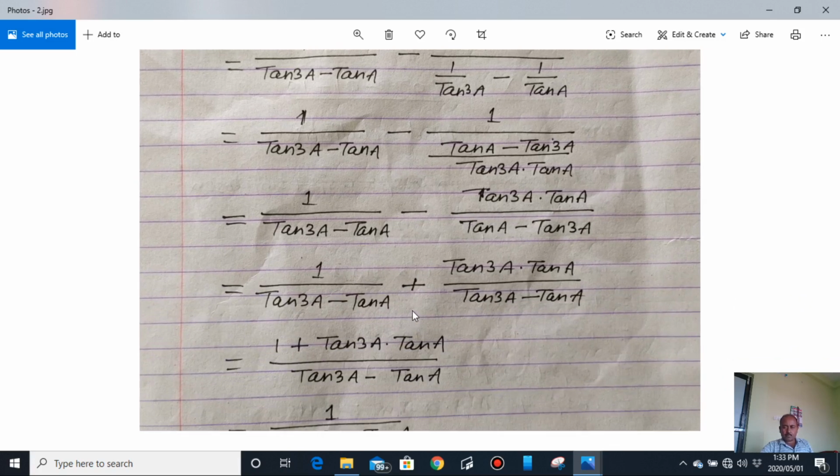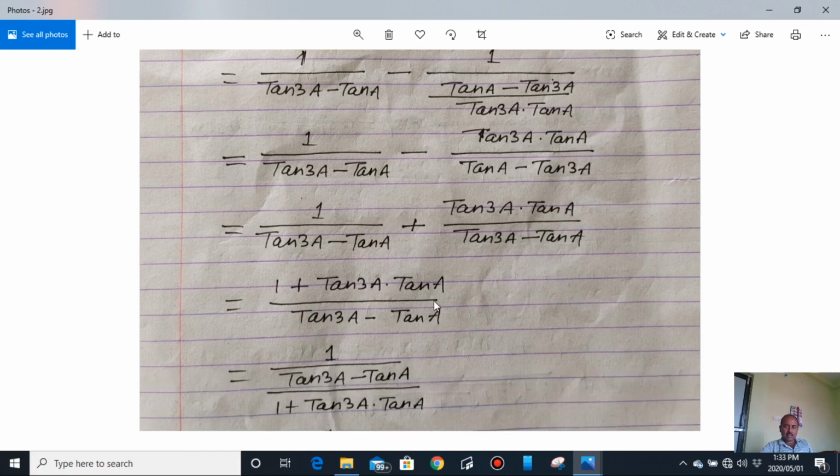Now see, the left side denominator is tan 3a minus tan a, the right side denominator is tan a minus tan 3a. The combination is the same but the sign is opposite. So what technique do we apply here? We change the sign. Tan a minus tan 3a, we write tan 3a minus tan a and change this minus into plus. Now both denominators are the same, so take LCM. The numerator will be 1 plus tan 3a tan a, denominator tan 3a minus tan a.